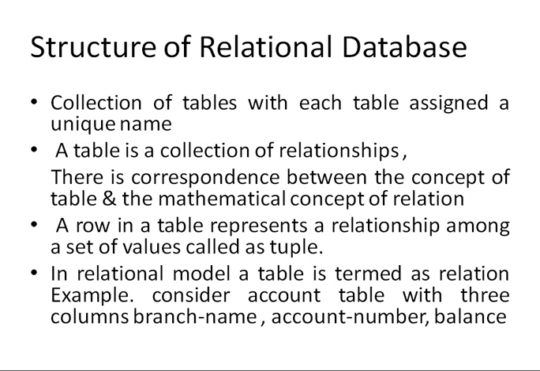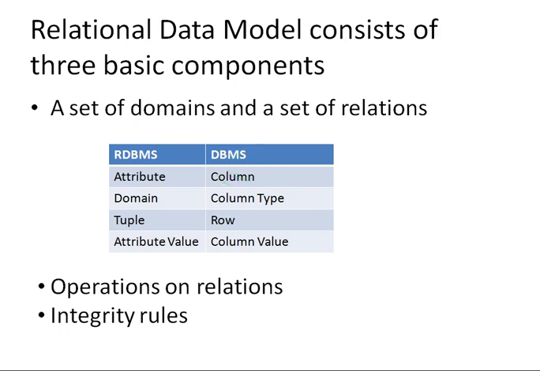The relational model consists of three major components, as shown here: data structure, data integrity, and data manipulation. The relational model consists of a set of domains and a set of relations, which is termed the data structure. Data integrity is the integrity rules for your relational data model, and data manipulation is the operations on the data using SQL, a different programming language. We perform operations on a relation, right? So this is the introduction to the relational data model.